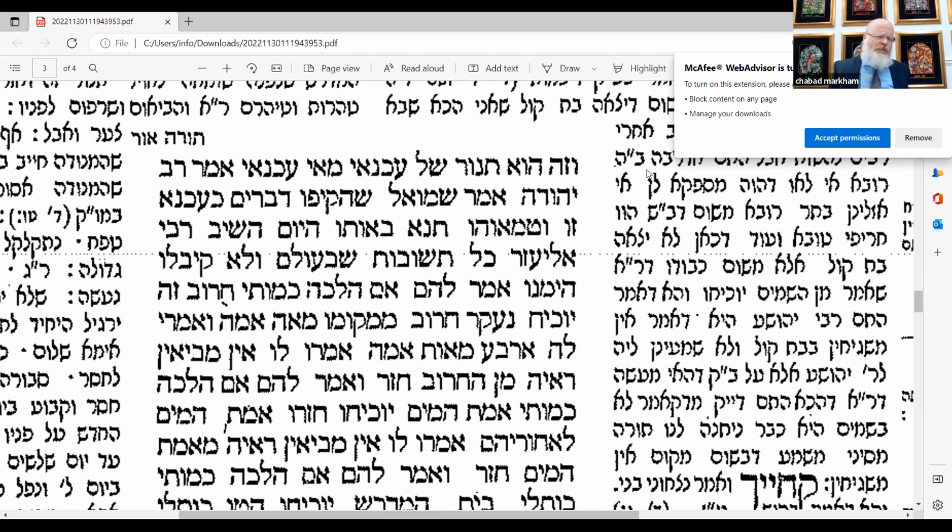So they answered back to him, "Ein mevi'in ra'aya min amat hamayim. We don't bring proof from a stream of water." Okay, so he saw he wasn't getting anywhere with the sages. He plucked out the tree, threw it 500 feet, didn't work. Like Moses, he changed the direction of the water. They didn't listen to him.